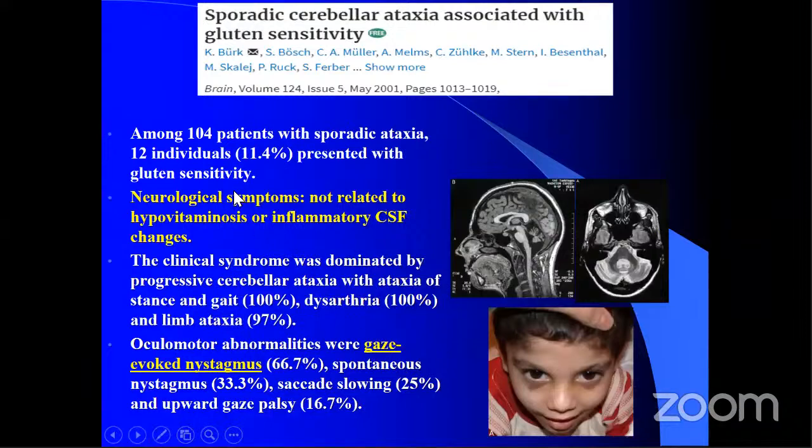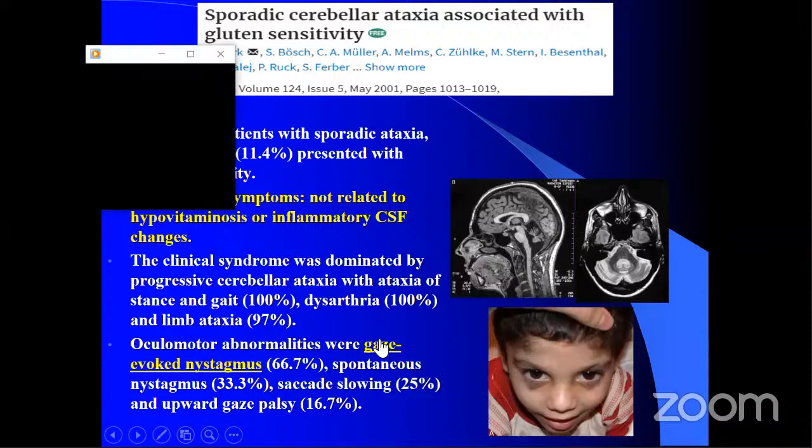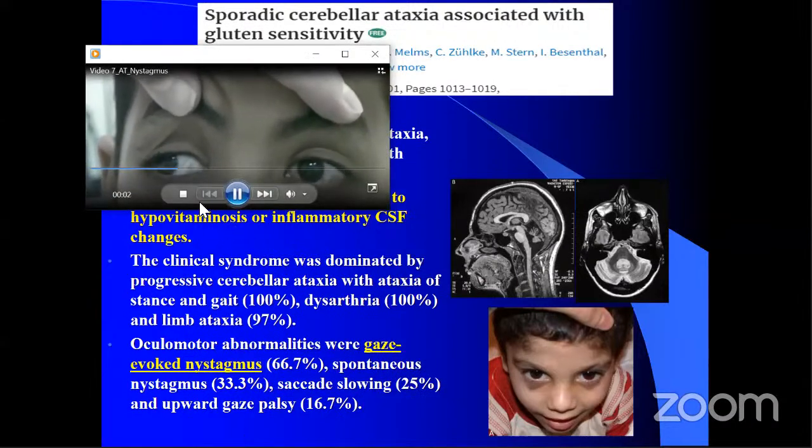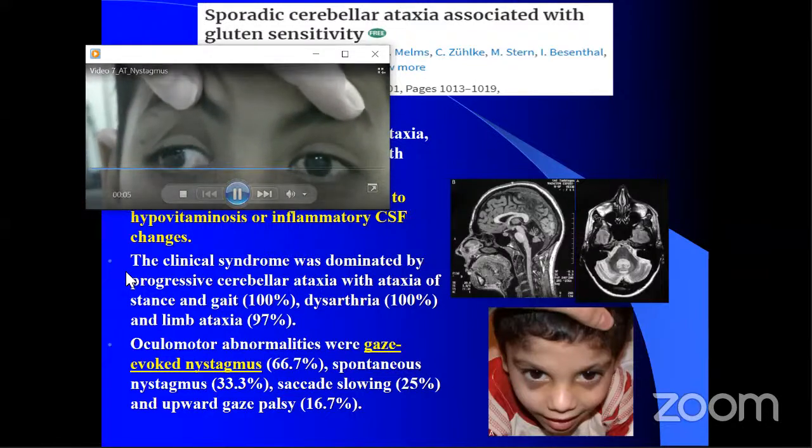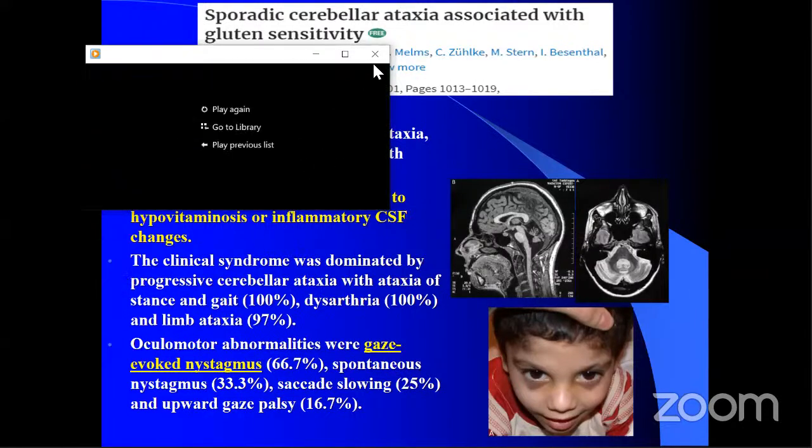Going on, gluten sensitivity can present as sporadic ataxia. Among 104 patients with sporadic ataxia, 12 presented with gluten sensitivity, and the neurologic symptoms were not related to hypovitaminosis or inflammatory CSF changes. They had ocular abnormalities: gaze-evoked nystagmus, saccadic slowing, and upward gaze palsy like this one patient. He cannot look up to see the camera. And the gaze-evoked nystagmus looks like this one. When he looks to one side, the eyes will jerk.